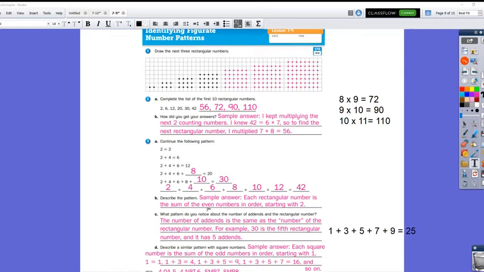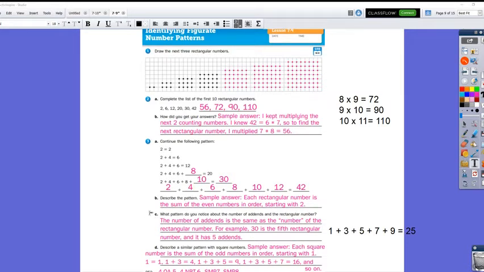Describe the pattern. This is a sample answer. You might have written something like this: each rectangular number is the sum of even numbers in order starting with 2, or something else that follows the patterns. As you see, first you start with 2, and then you add 4 to it, and you get 6. For the next one, to the 2 and the 4, you added the 6. Then to the 2, the 4, and the 6, you added the 8. Then to those 2, 4, 6, 8, you added 10. And then to those 2, 4, 6, 8, 10, you added the 12, and you got 42.